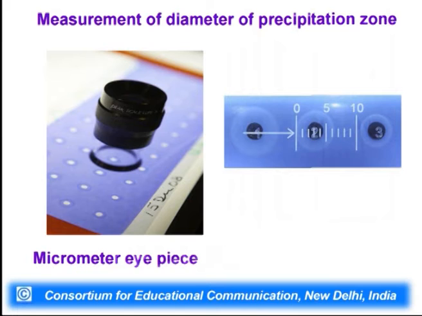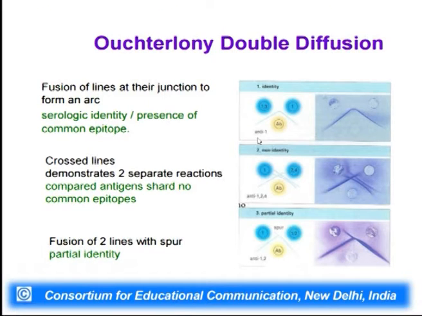So the larger the precipitin ring, the more the concentration of the antibody, which we can quantitate with the known antigen. When I say double diffusion, what do I have? I have taken an antibody and loaded antigens, and we have allowed the precipitin ring to form.